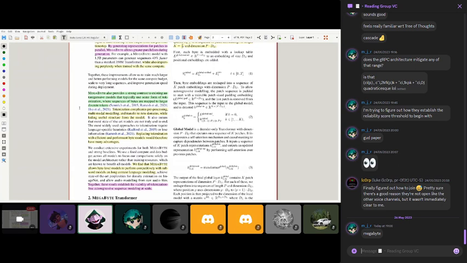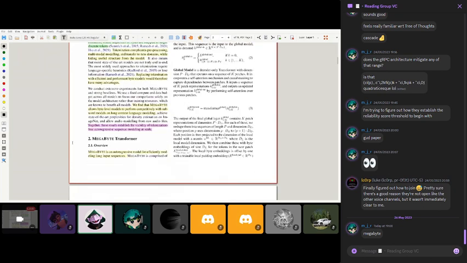In their experiments and testing, they find that Megabyte allows byte-level models to perform competitively with subword models on long context modeling. The success of Megabyte establishes the viability of tokenization-free autoregressive sequence modeling at scale.